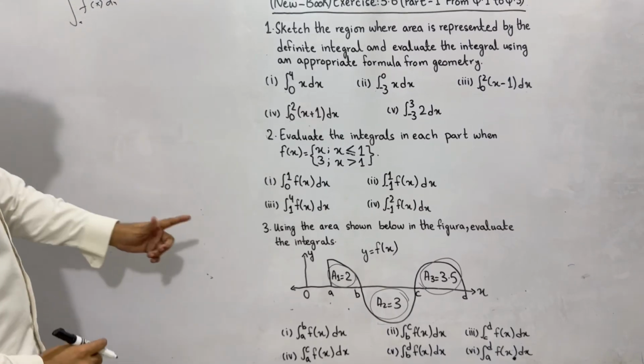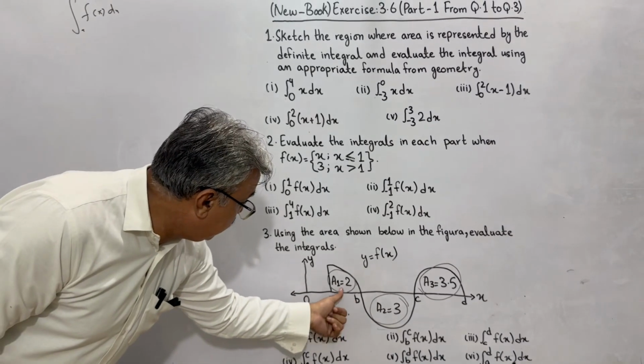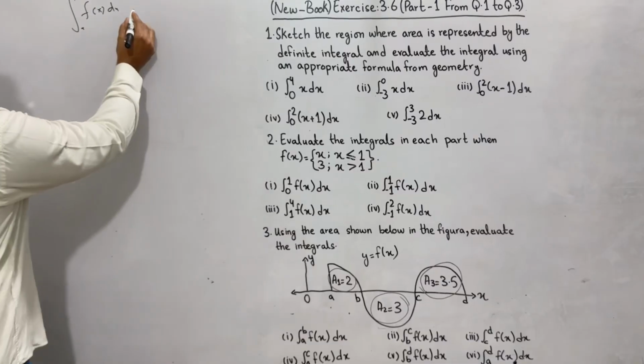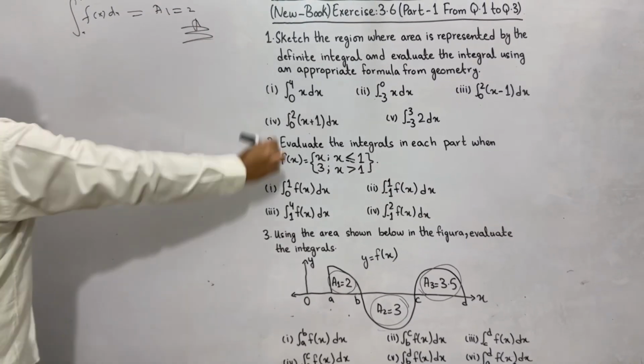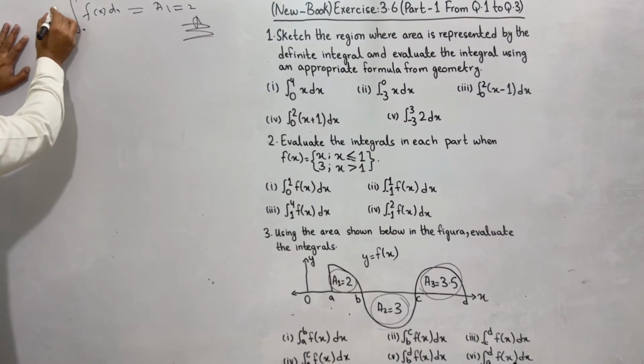It is given to me. The area from A to B is 2. That's A1. That's equal to my answer. Nothing else. Number 1.